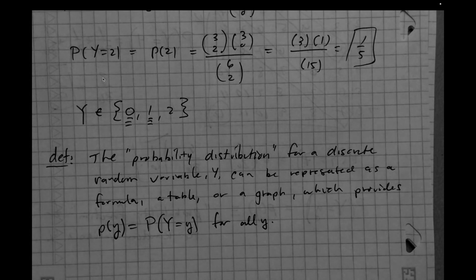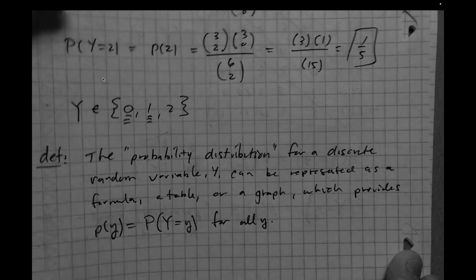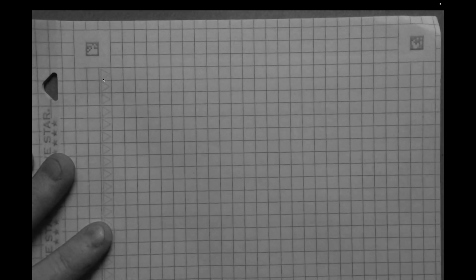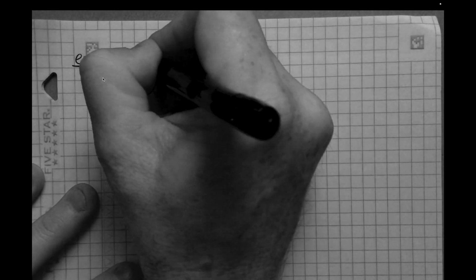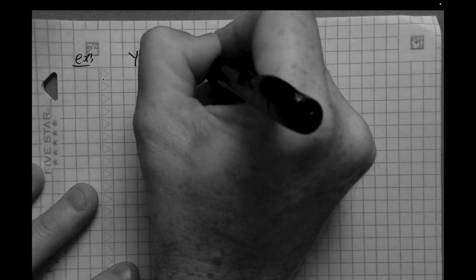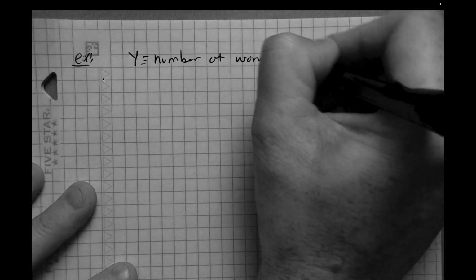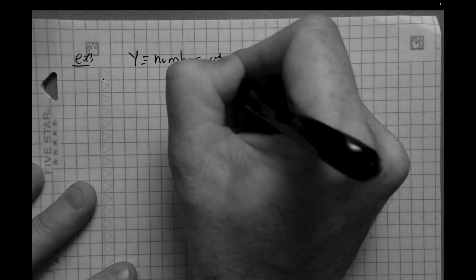So when we come up with a probability distribution, what we're really doing is calculating all of the different probabilities for all the different outcomes that y can assume. So let's go back to our example of the 3 men, 3 women, 6 total people. Y is the random variable that counts the number of women selected for supervisor.